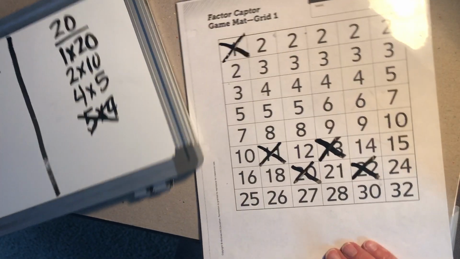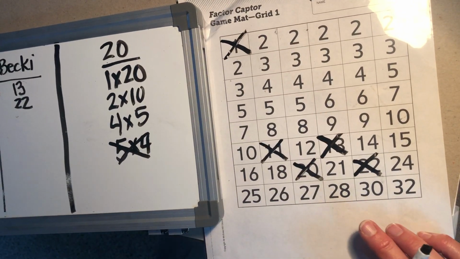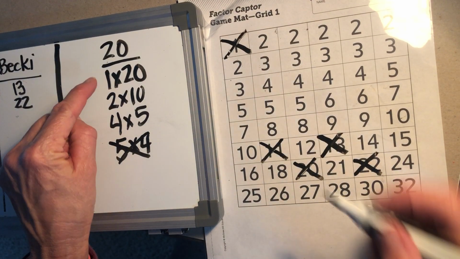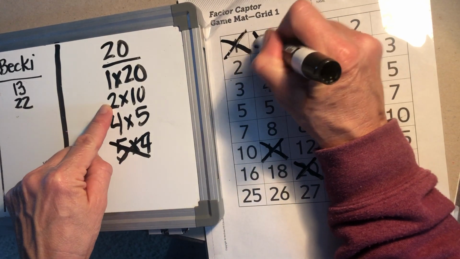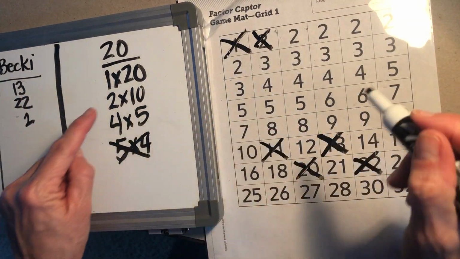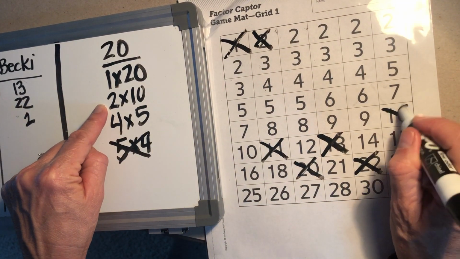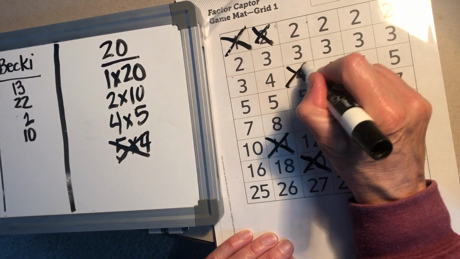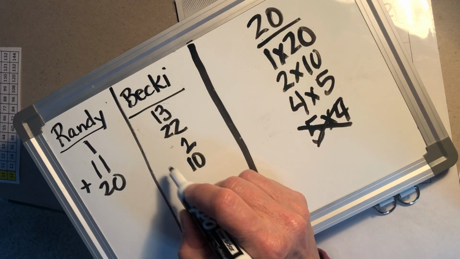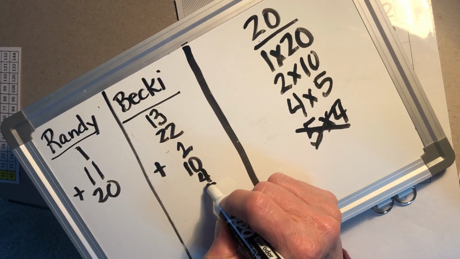Now I get to mark off all of those factors. Well, 1 is already crossed off, as is 20. 2, okay, so I add that. And 10, I add 10 to my total. And 4 and 5 are factors, so I get to add those 2 numbers.